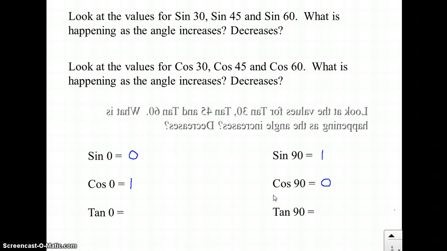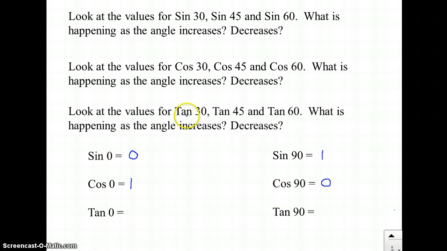And if we look at our tangent ratio, again, as the angle increases from 0 to 30 to 45 to 60, the tangent ratio increases. If you check the tangent of 0 in your calculator, the value of tangent 0 is 0.